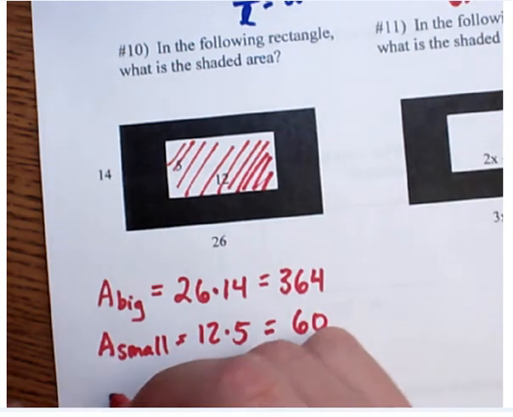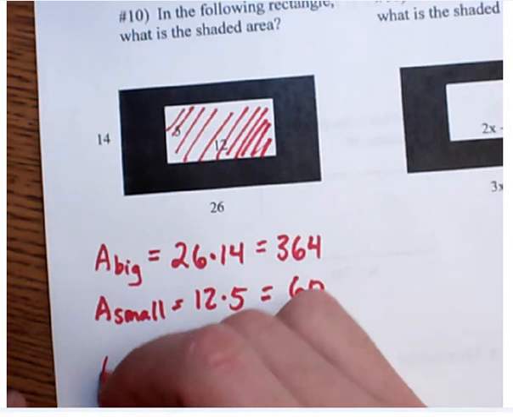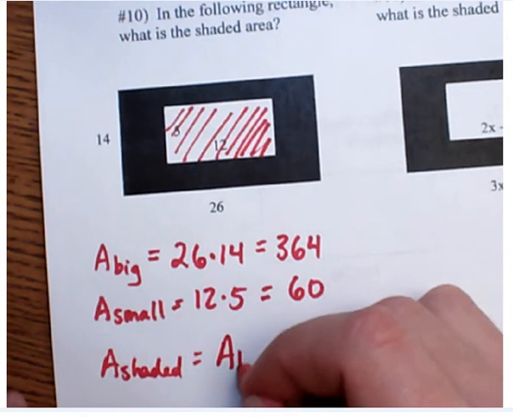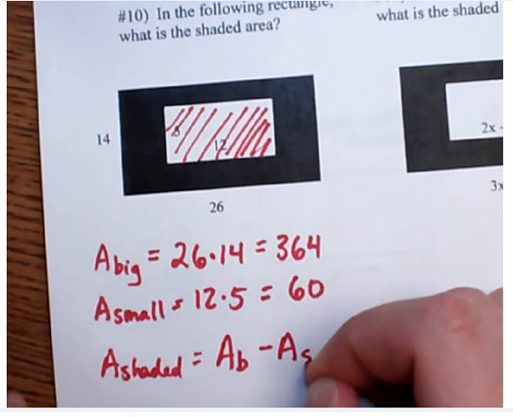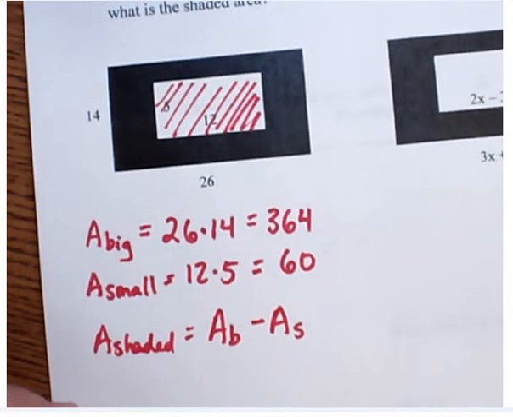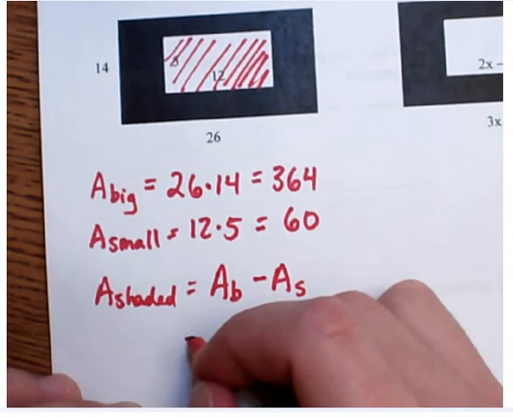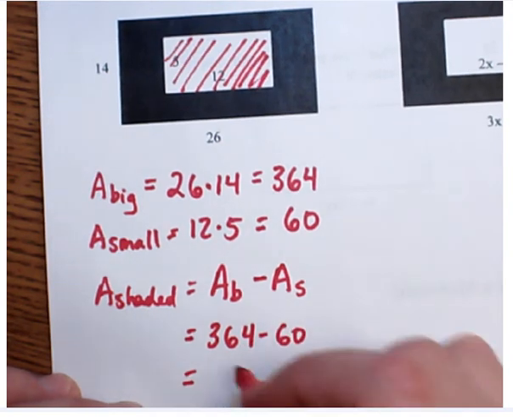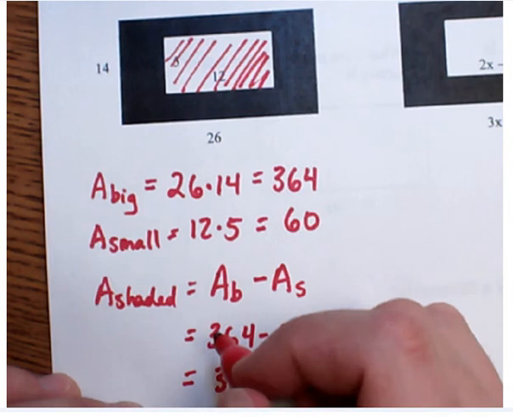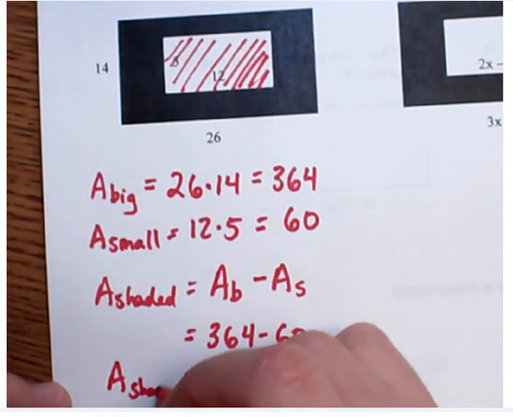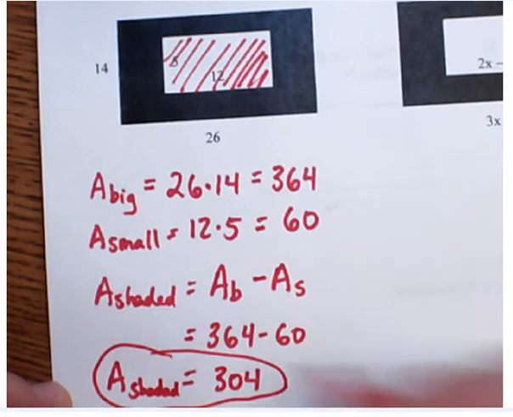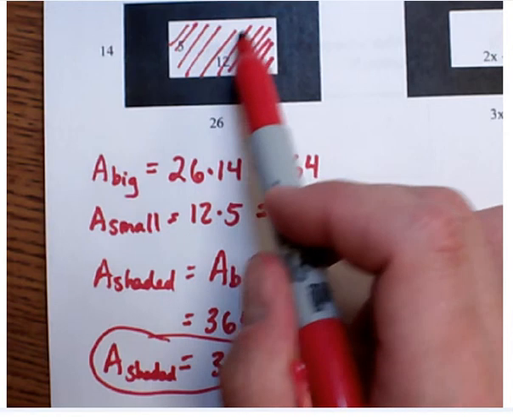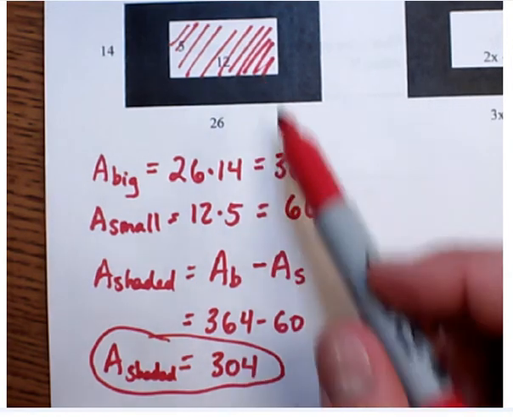So the overall idea is that the area shaded equals the area of the big minus the area of the small, because you get what's left over. So that would be 364 minus 60, which equals 304. That is the area of the shaded region. Okay? So what's the idea? Take the big one, subtract out what you don't want, and whatever's left over is your answer.